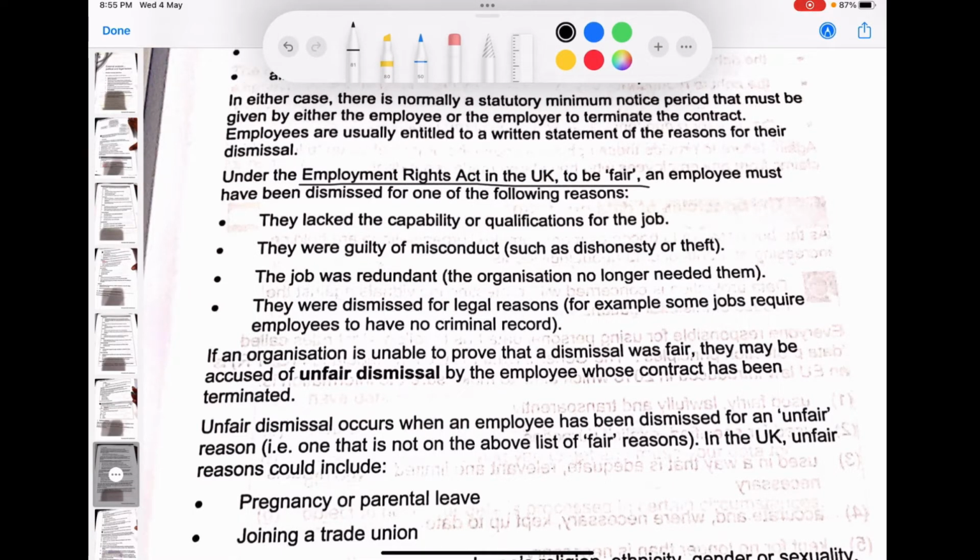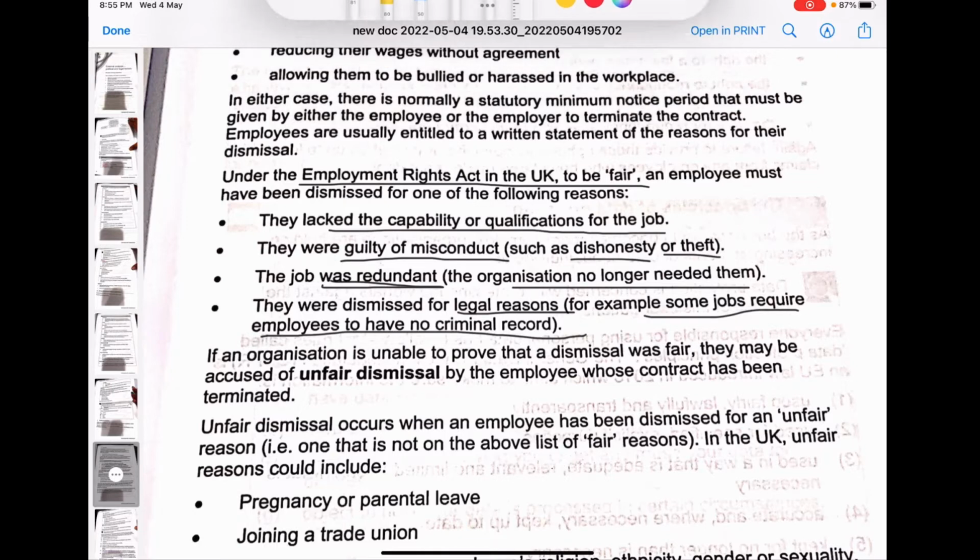Okay, what are the fair reasons for dismissal? The first one is that they lack the capability or qualifications for a job. Fair enough. They were guilty of misconduct, such as dishonesty or theft. Fair enough. The job was redundant. The organization no longer needed them. Fair enough again. They were dismissed for legal reasons. For example, some jobs require employees to have no criminal record.